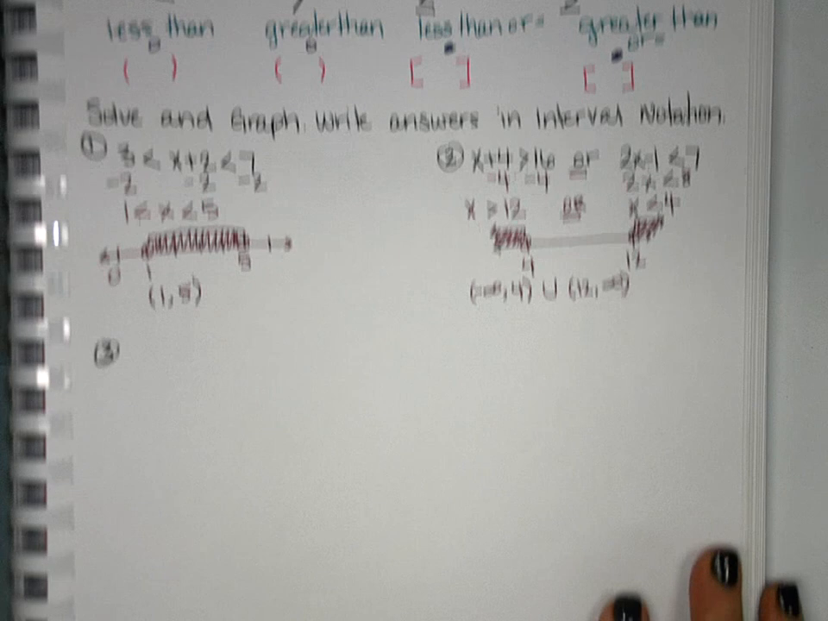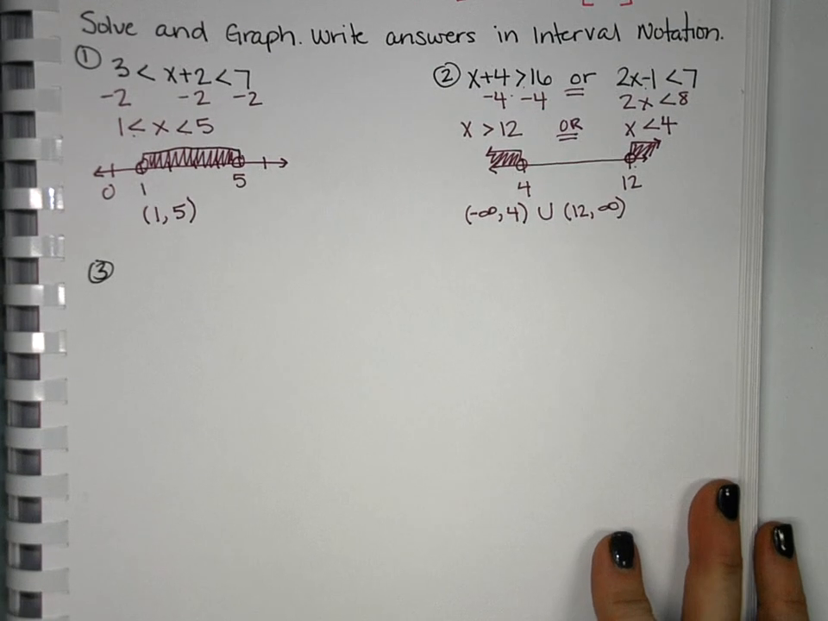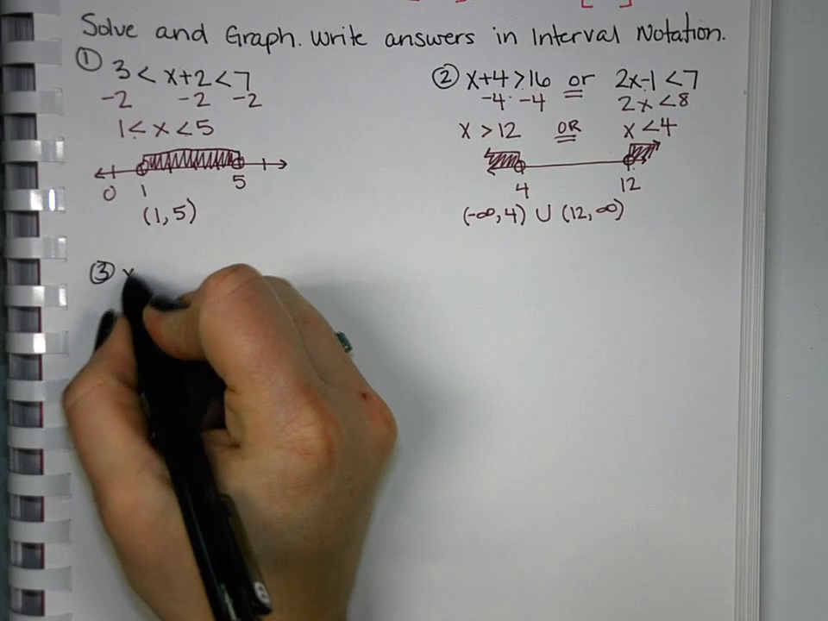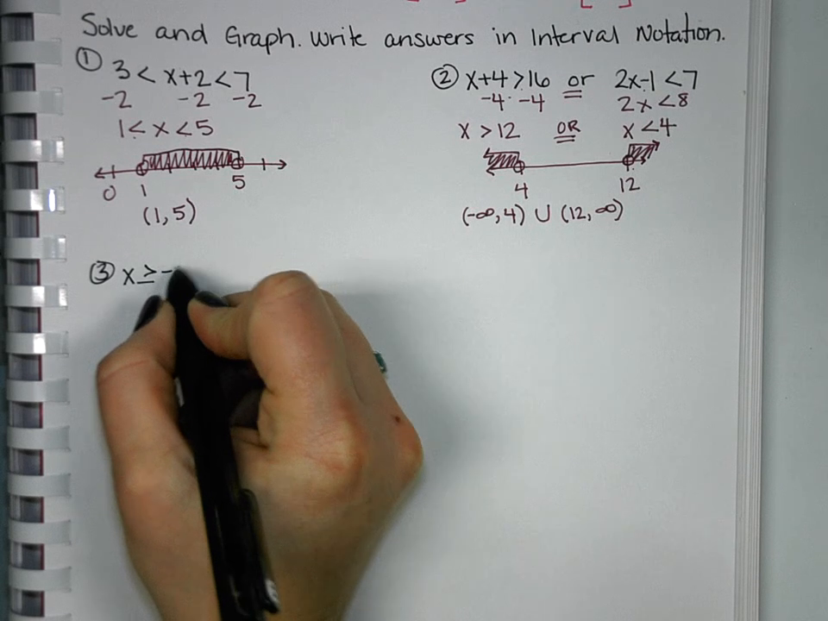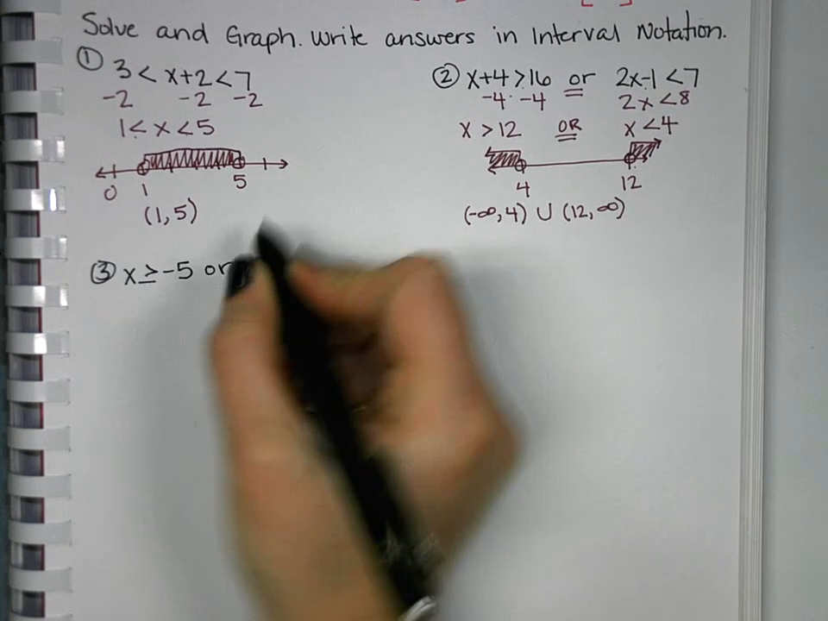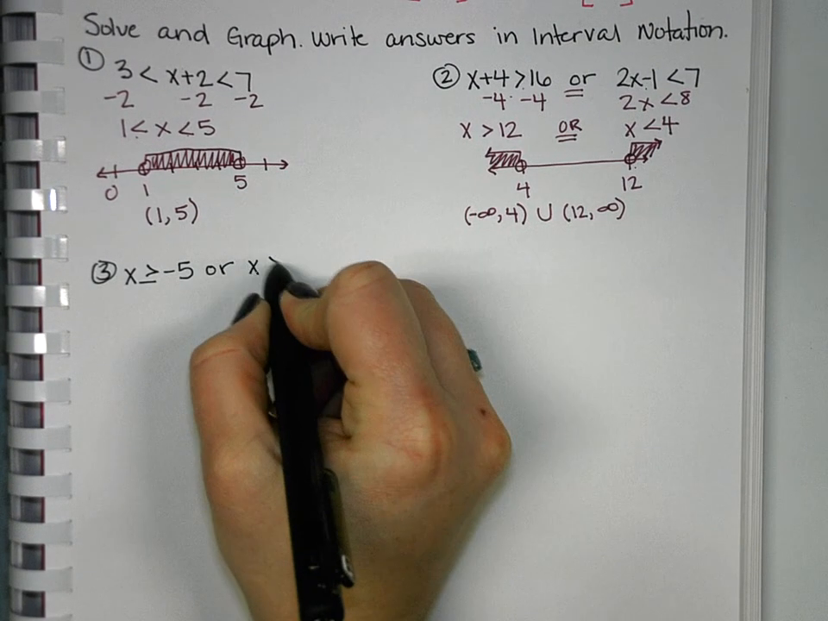Okay, example number 3. x is greater than or equal to -5, or x is greater than 7.